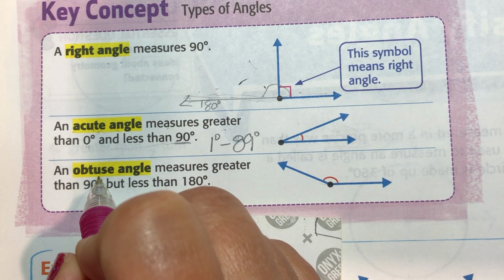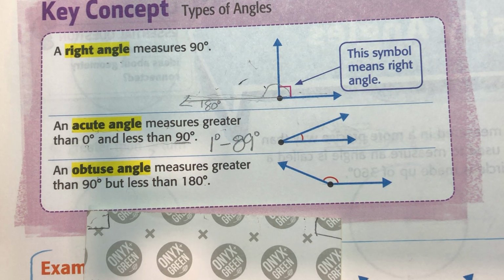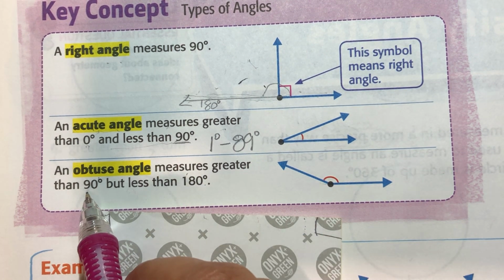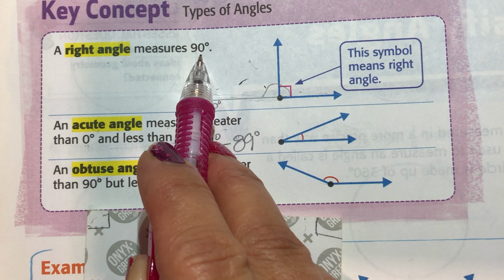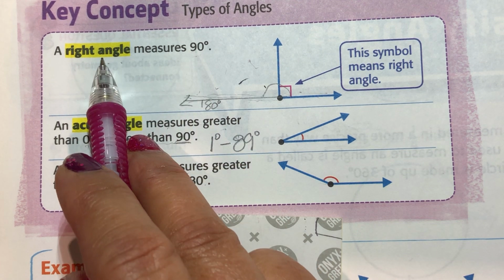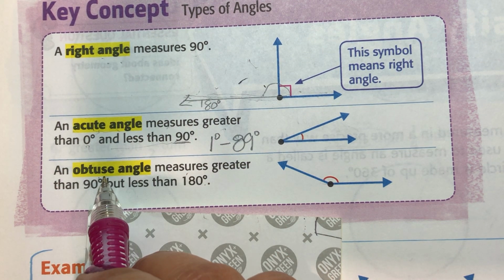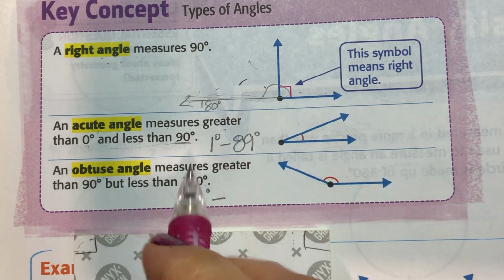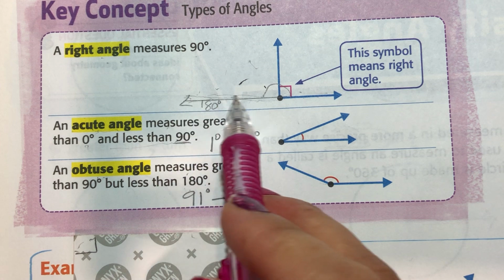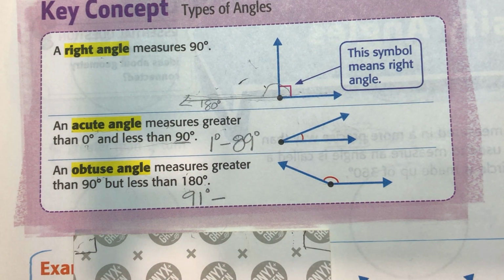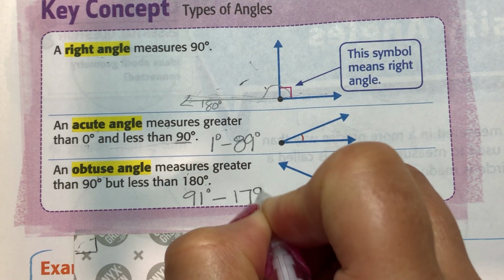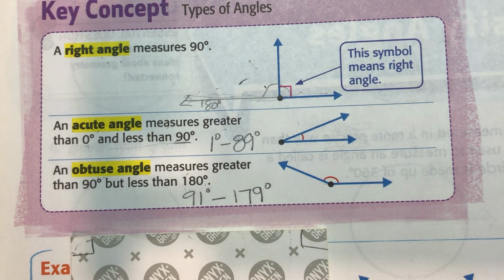All right, so an obtuse angle, say it, obtuse angle, these are kind of fun to say, measures greater than 90 degrees, okay? Again, it can't be a perfect 90 because then that would be a right angle, not an obtuse angle. So it has to be 91 degrees, but it can't be 180 because 180 would create a straight line like you learned yesterday. So it can only be up to 179 degrees. 179 degrees. Okay?